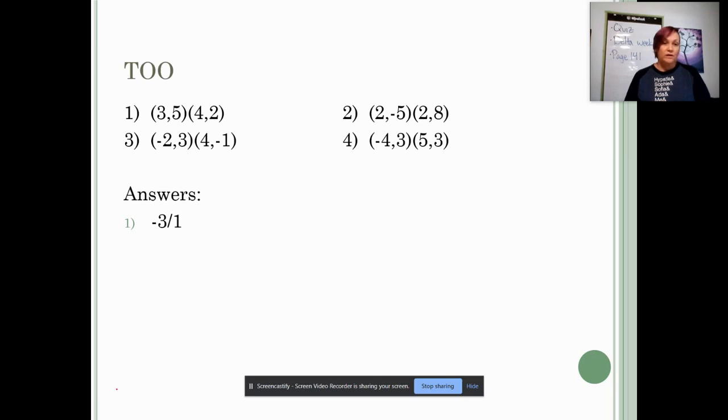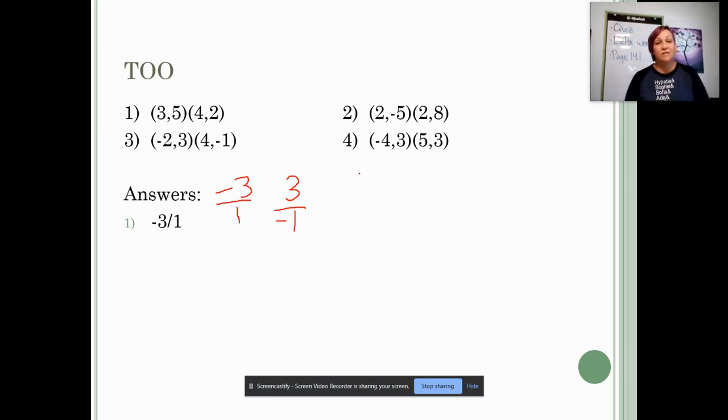Now, you can write the negative either with the top number, so -3 over +1. That would mean that we're going to rise down 3 and run to the right 1. Or you can write the negative with the bottom number. That would mean you're going to rise up 3 and go to the left 1.